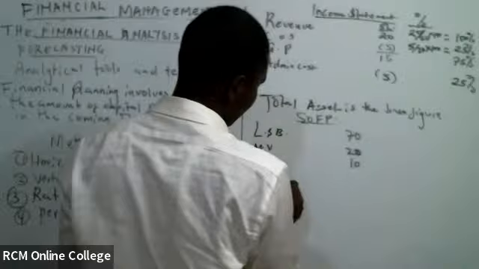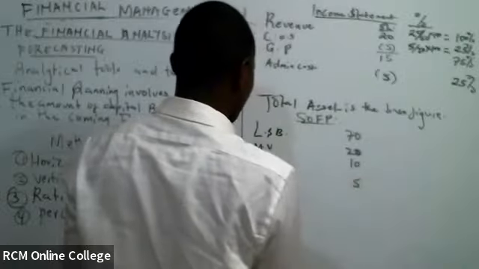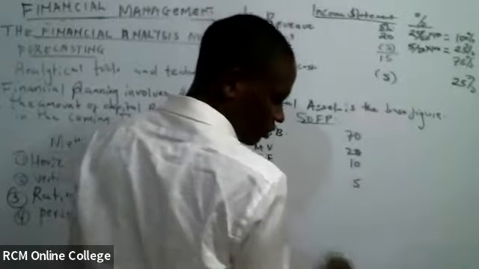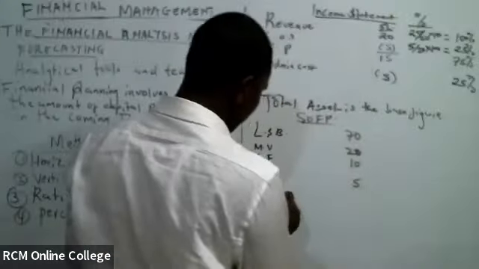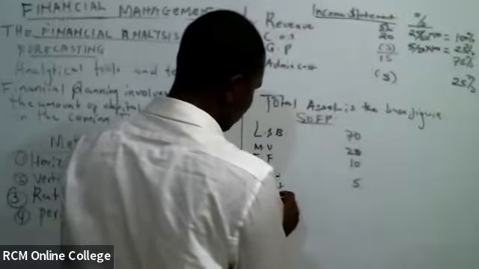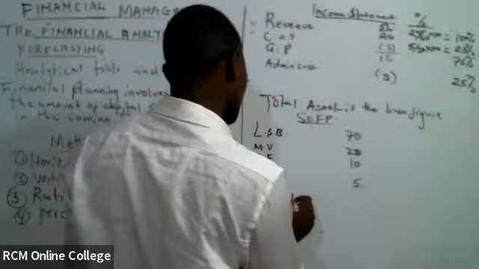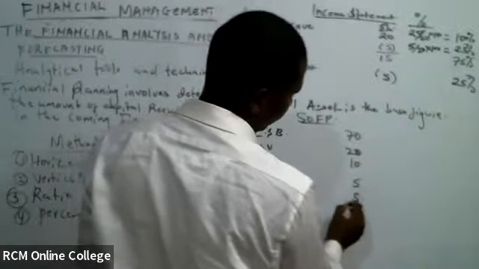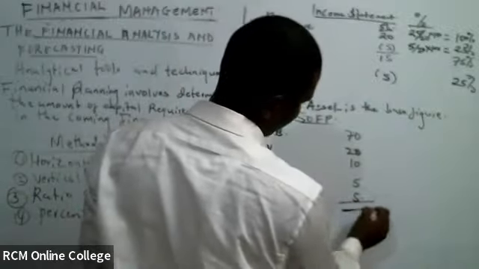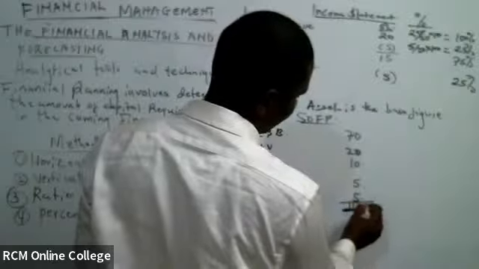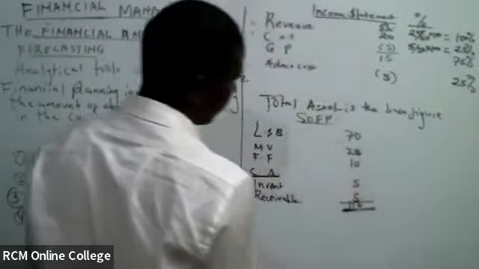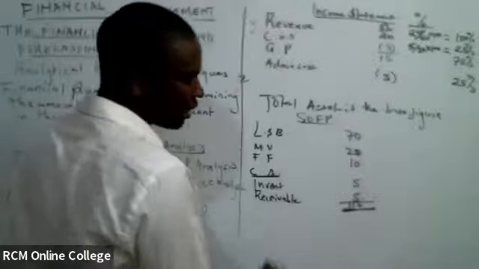Inventory, I have maybe inventory of 5. And then receivable of 5. So my total asset class here will be 110. That is total asset.